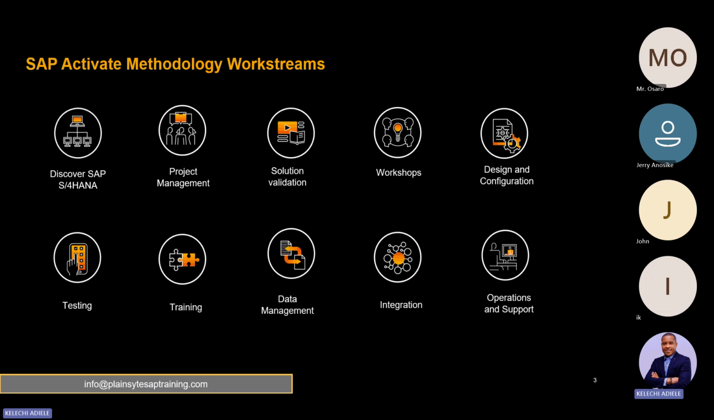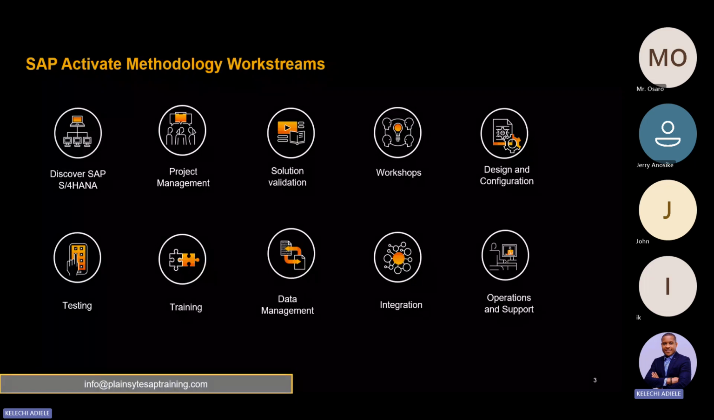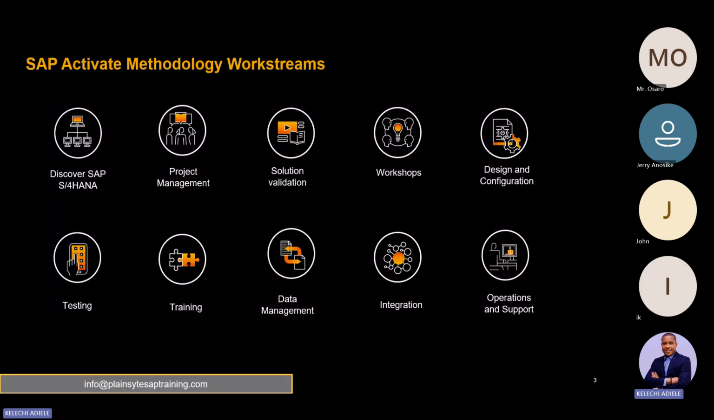So these are key work streams, key activities that happen within the Activate phase. There'll be project management work, a solution validation session, workshops, design and configurations, testing, training, data management, integration, operations, and support. So, my friends, if you say you've been in an IT project or SAP project, you should be mentioning these work streams.